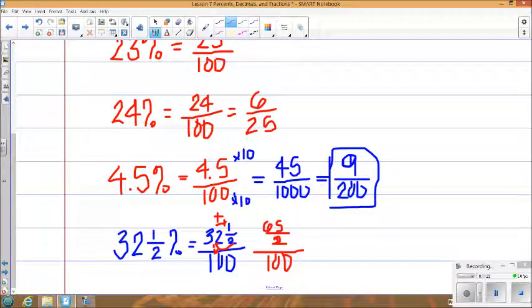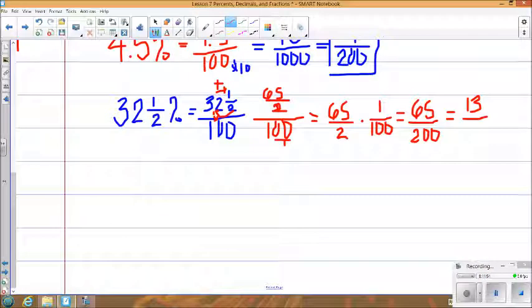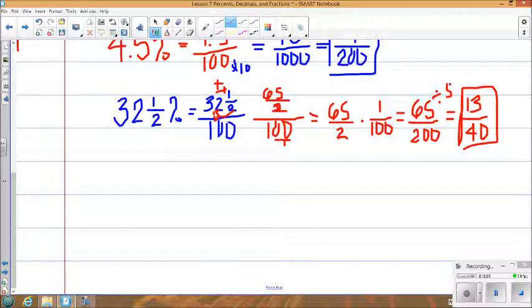And when we're dividing fractions, remember, we keep the top, change the sign, and flip the bottom. So this is really 100 over 1. It's going to become 1 over 100. So this is going to become 65 over 200, which is the same thing as saying 13 over 40. And we get the 13 over 40 by dividing the top and bottom by 5. That's how I got that.